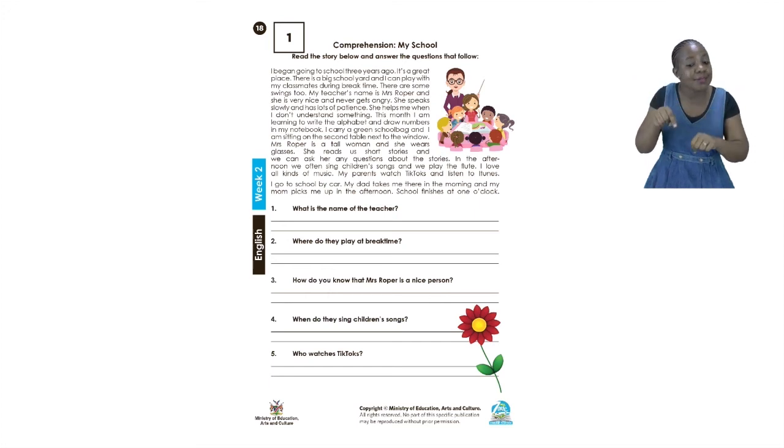This month, I am learning to write the alphabet and draw numbers in my notebook. I carry a green school bag and I am sitting on the second table next to the window. Mrs. Roper is a tall woman and she wears glasses. She reads us short stories and we can ask her any questions about the stories. In the afternoon, we often sing children's songs and we play the flute. I love all kinds of music. My parents watch TikToks and listen to iTunes.